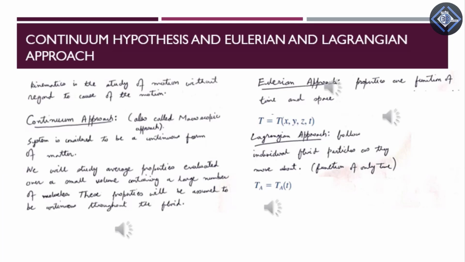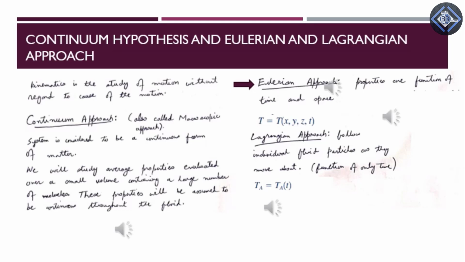To study the motion of fluid, we have two approaches. One approach is called the Eulerian approach, and there is another approach which we call the Lagrangian approach. In the Eulerian approach, any property of a fluid is a function of time and space. So we say, for example, temperature T is a function of x, y, z, and time.